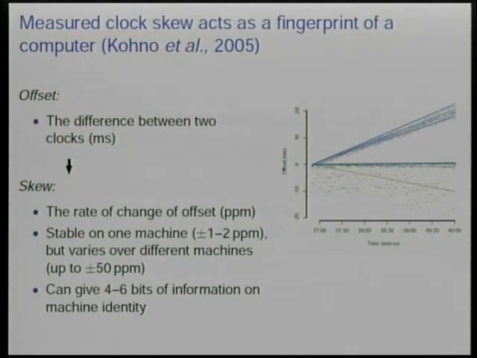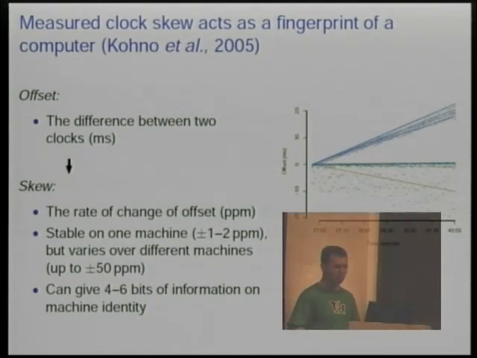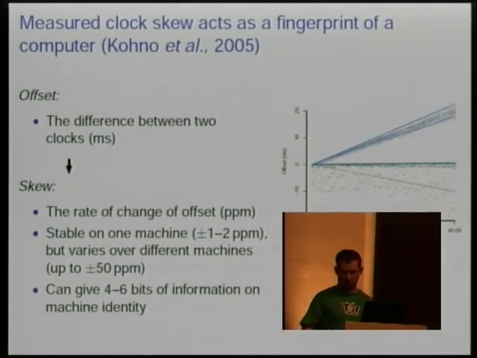So, some more terminology. Offset is the difference between 2 clocks. So if my watch says it's 12:51 and your watch says it's 12:52, then we've got a difference of 1 minute, and that's the offset. For the rest of the talk, I'm going to measure this in milliseconds.